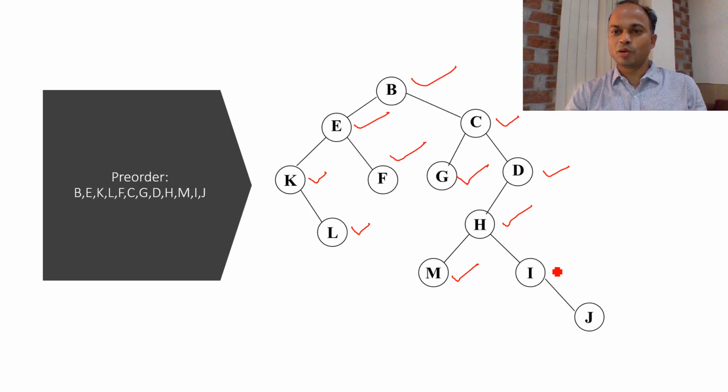We have to visit the root first. We are visiting I. No left child is available. Now we have to visit the right child. This is here J. In this way, we can traverse the pre-order sequence.